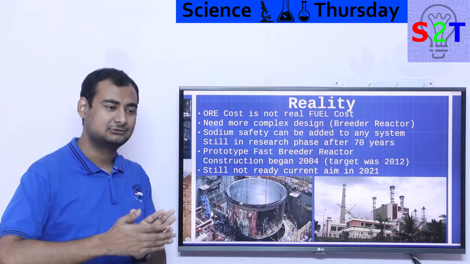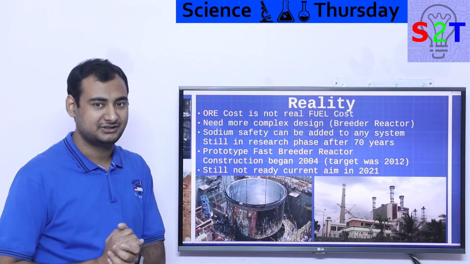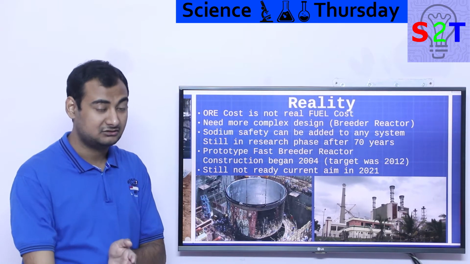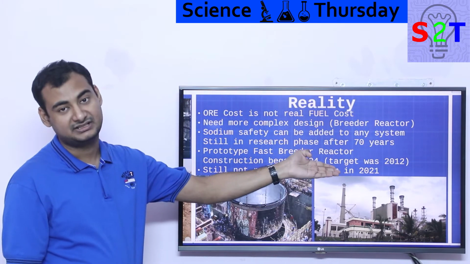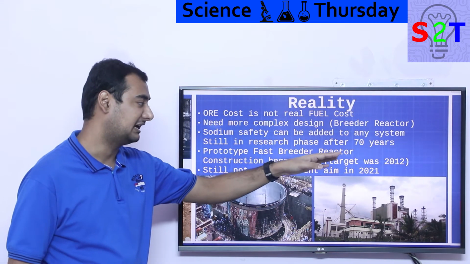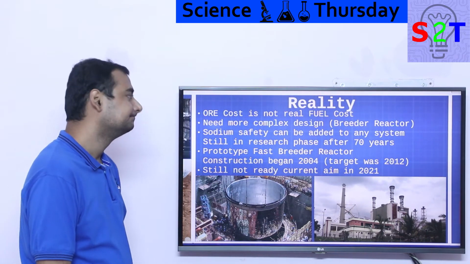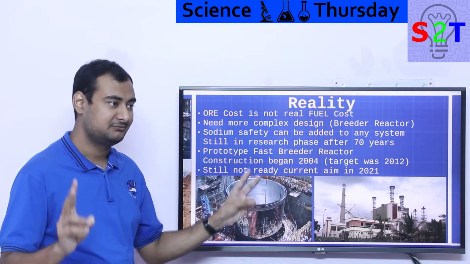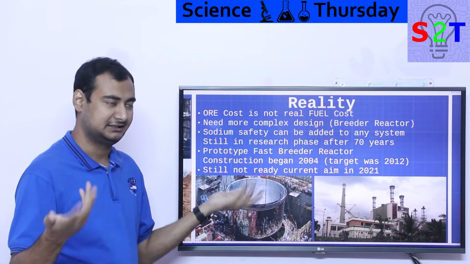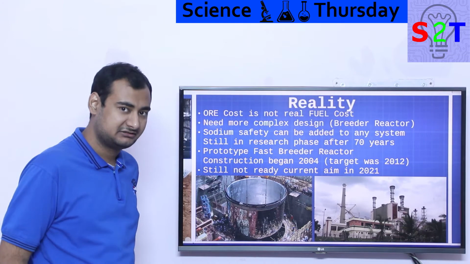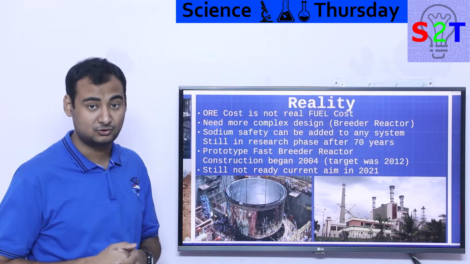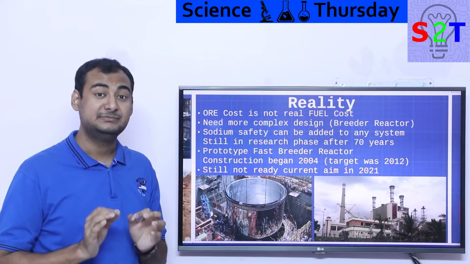Now this is India, so we are like, okay, 2012, finished by 2014, 2016, 2018, 2020, still not finished. And right now the targeted point is that the first criticality event should happen in 2021. So reality is it's not a real thing. It's just like somebody did it in a lab, somebody did the math calculation, and I'm like, dude, you cannot tell the fuel prices because nobody knows how to make it into a fuel. You cannot say it's safer because that sodium safety can be used with any system.